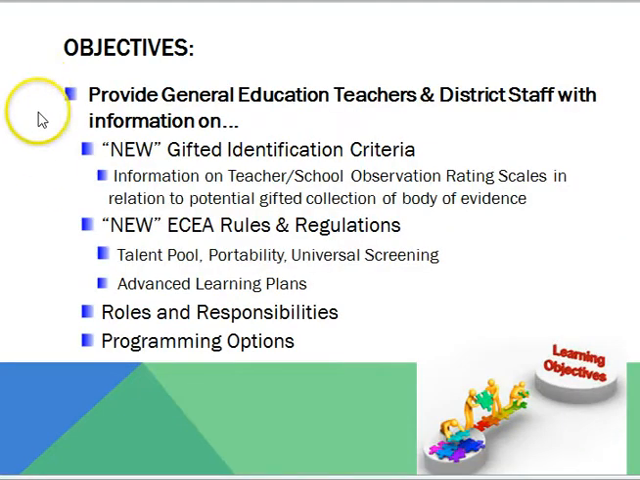Our objectives for today are to provide you, the general education teacher, or the district support staff with information regarding the new gifted identification criteria and basically what is all involved in collecting a body of evidence on your part. In addition, looking at the new ECEA rules and regulations, aka the Colorado laws, in regards to talent pool, portability, universal screening, advanced learning plans, and much more. We're also going to talk about roles and responsibilities, and last but not least, I'm going to go over programming options that you may already have in place at your school or possibly things to consider.